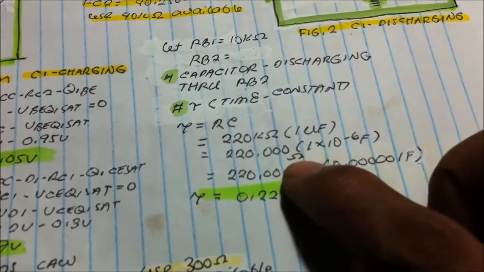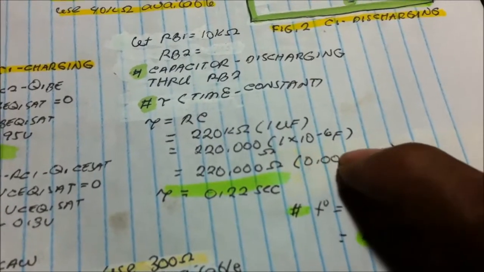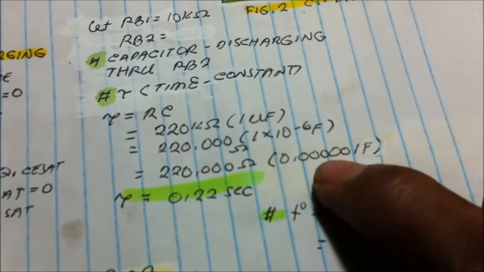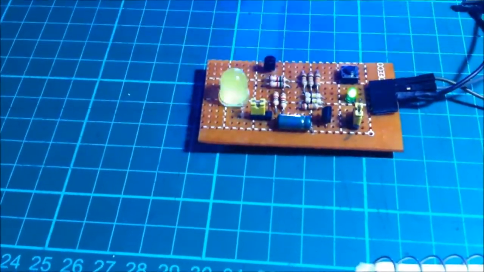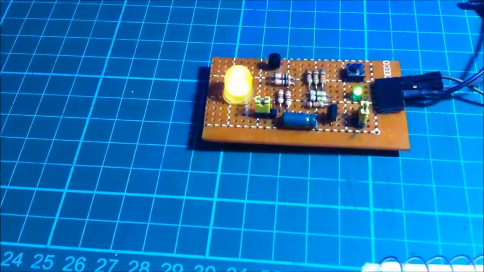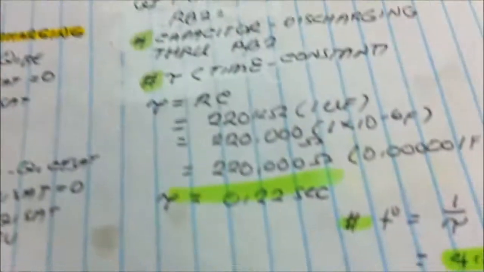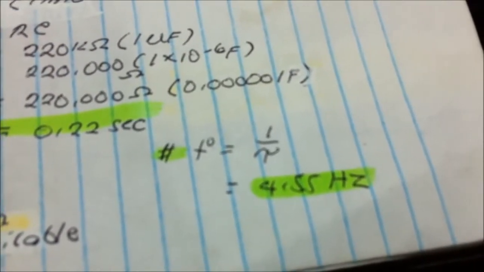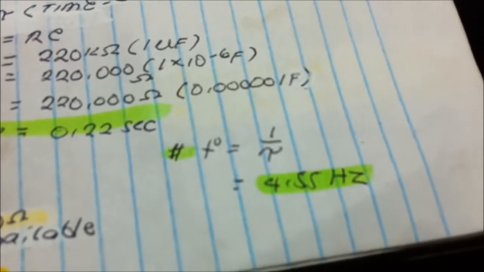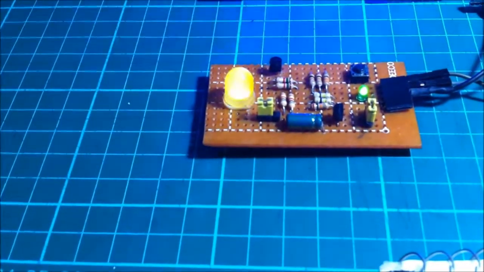Converting to farad and ohms, microfarad becomes 0.000001 farad. I get 0.22 second. That is now the time constant of the charging and discharging effect of the capacitor. And what is the frequency? You can compute by using this: frequency is equal to 1 over the time constant. So we get 4.55 Hertz. That is 4.55 Hertz according to our computation.